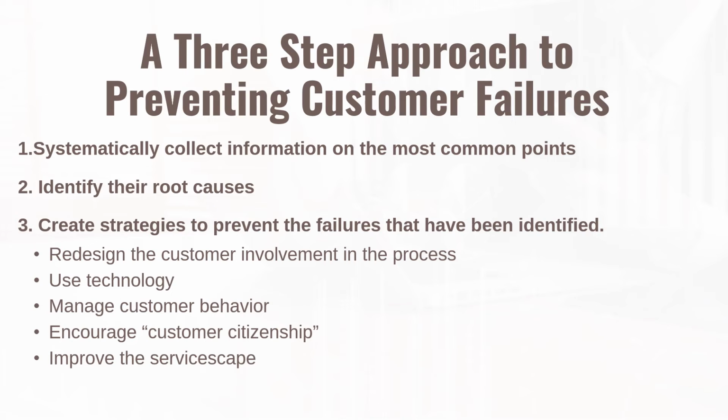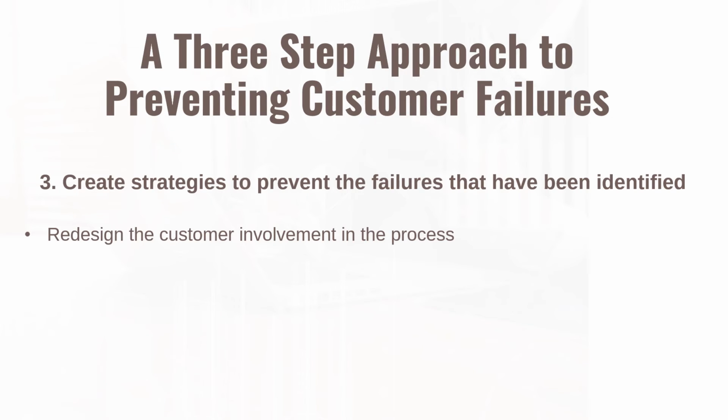So we have here the five different strategies. The first one is to redesign the customer involvement in the process, which involves assessing how the current functions, structures, and responsibilities are operating and identifying what would be done to improve the efficiency and effectiveness of operation within the unit.